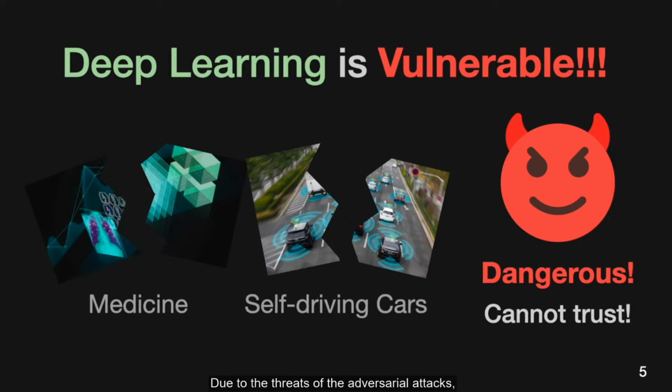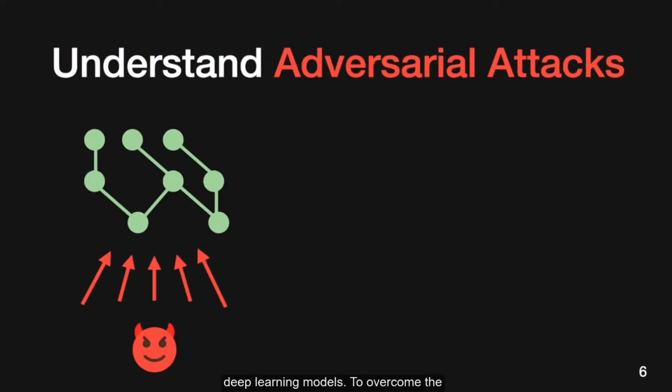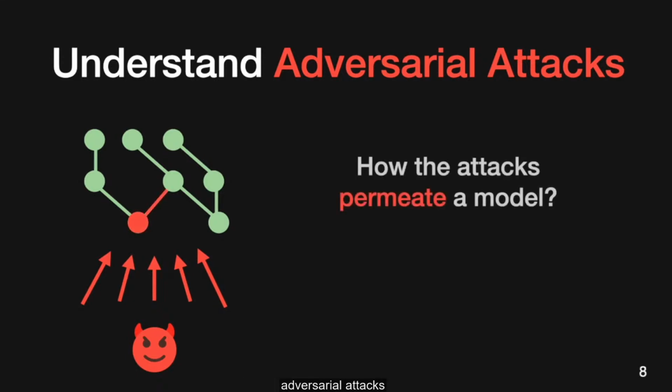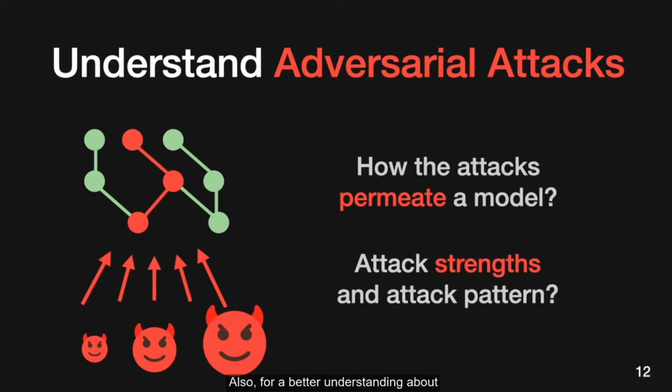Due to the threats of adversarial attacks, people cannot confidently use deep learning models. To overcome the vulnerability of deep learning models, we need to understand how adversarial attacks permeate the model's internals. Also, for a better understanding of adversarial attacks, it would be worthwhile to examine if and how an attack's strength changes how the model produces incorrect predictions. For example, it would be useful to know if a stronger attack exploits the same neurons as a weaker attack does, or if those sets are completely different.